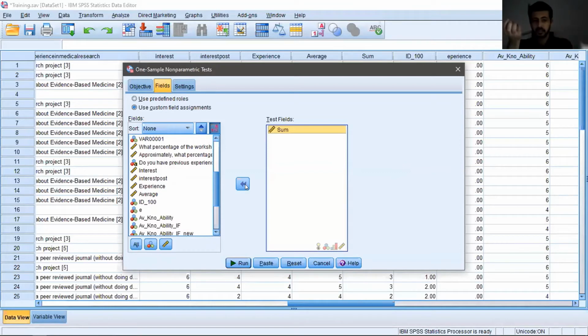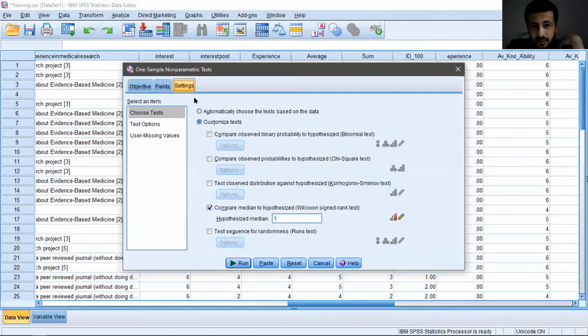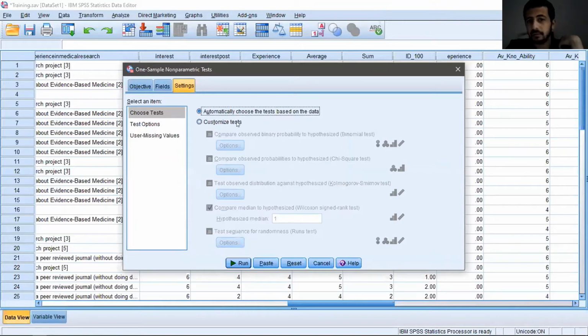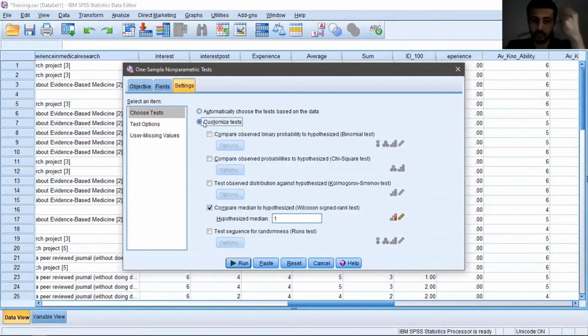We are using median in the non-parametric tests. Then I need to compare for a median of the normal population. I took the sum, but here it's not easy to give him the automatic. How can he say about the normal cutoff of the normal population? So I will customize the test, and I will compare median to hypothesized median. Hypothesized median means the median of the population or something like this.